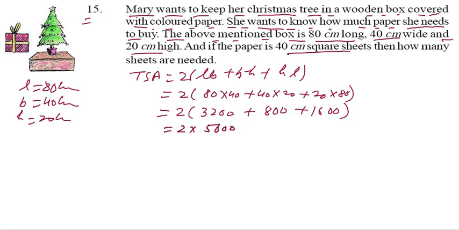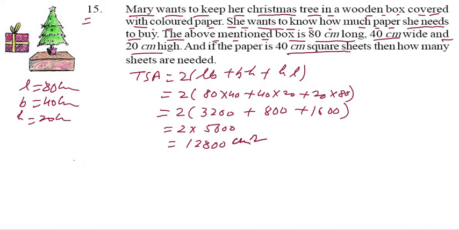It is 5600. So we can say 2 into 56, and it is 12800, not 000. Only 00 will remain here, 000 will not come. 128 and 00, 12800. That is the centimeter square.